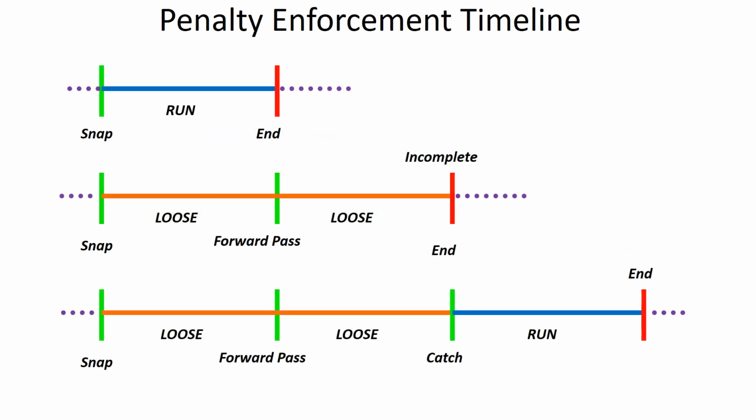To review, the following timelines are probably the most common of what you'll see on the field. A snap and a run and the end of the play; a loose ball where we have a forward pass that's incomplete; and then a forward pass that's caught, and then there's a run afterwards, and then the flag is pulled or the runner runs out of bounds. We use these different types of play segments to determine when the foul happens, then determine the type of play, the basic spot, and then our enforcement spot.